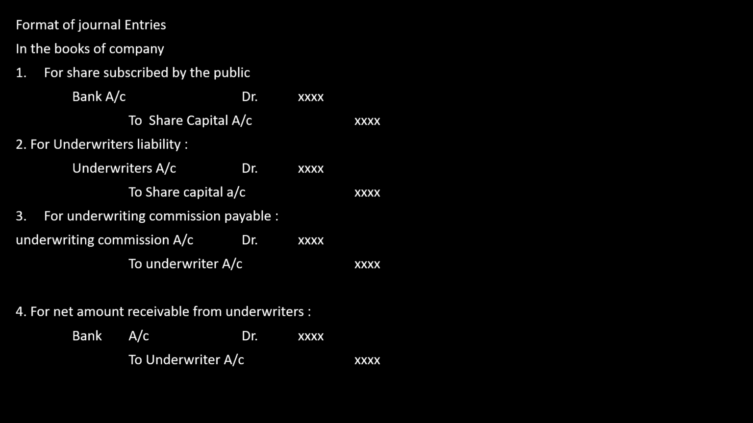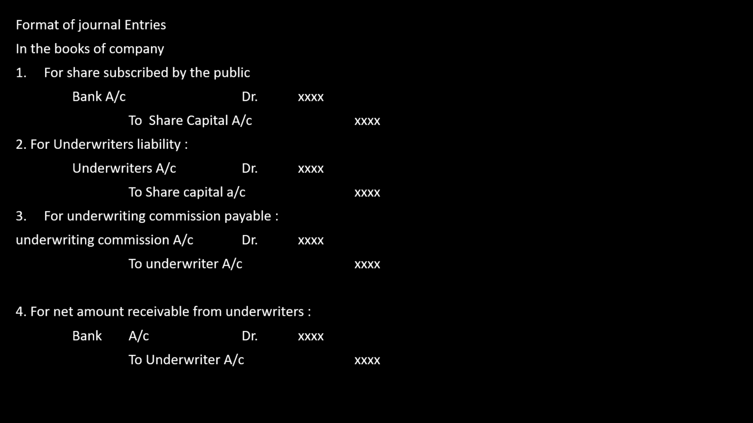Then, the third entry is for the commission that is payable to the underwriter. Since we are writing the journal entry in the books of the company, here we are recording the liability of the company to the underwriter, to what extent the company is liable to pay the commission. For that commission, we are passing this entry: Underwriting Commission Account debit to the Underwriter.